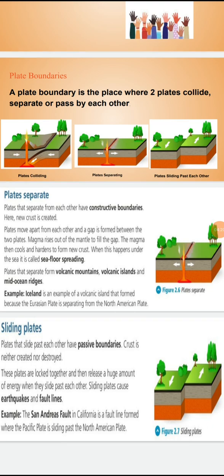Sliding plates. Plates that slide past each other have passive boundaries. Crust is neither created nor destroyed. These plates are locked together and then release a huge amount of energy when they slide past each other. Sliding plates cause earthquakes and fault lines. Example, the San Andreas Fault Line in California. There is a fault line formed where the Pacific plate is sliding past the North American plate.